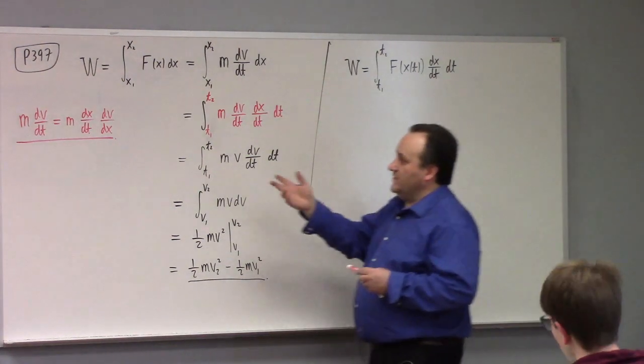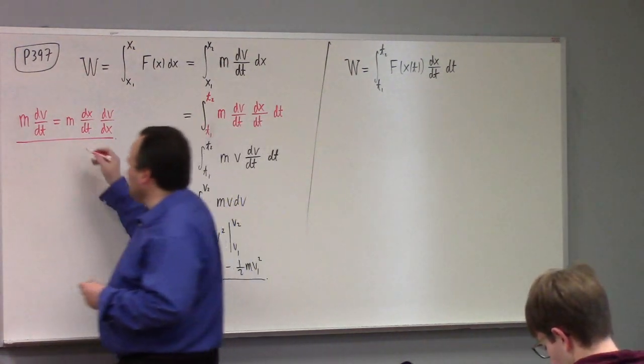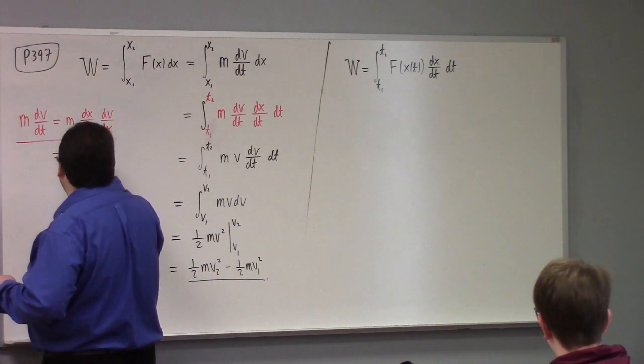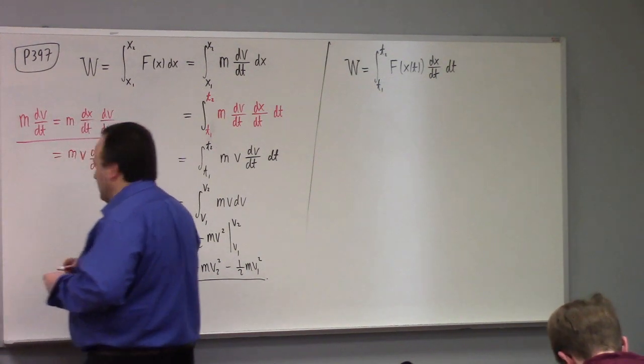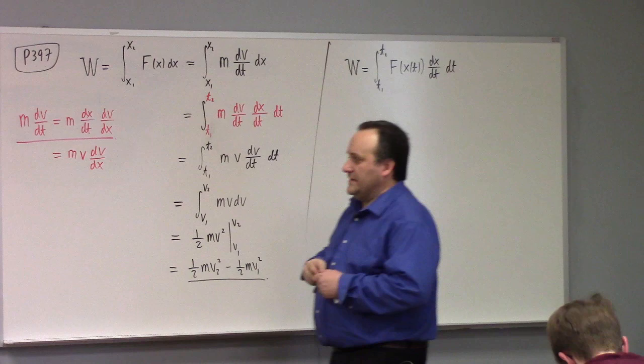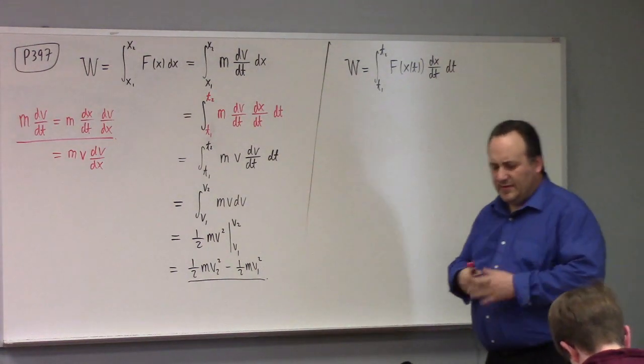If you use this identity, that's v dv/dx. So m times a is also m times v dv/dx. This is a trick I use a lot in physics, this particular calculus identity. But anyway, that's the solution to 397. Let me stop talking about this.